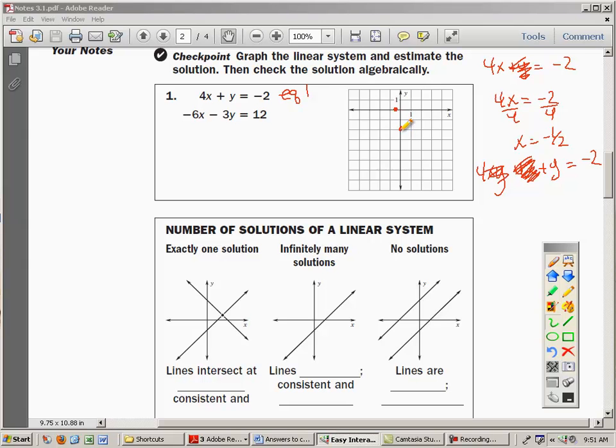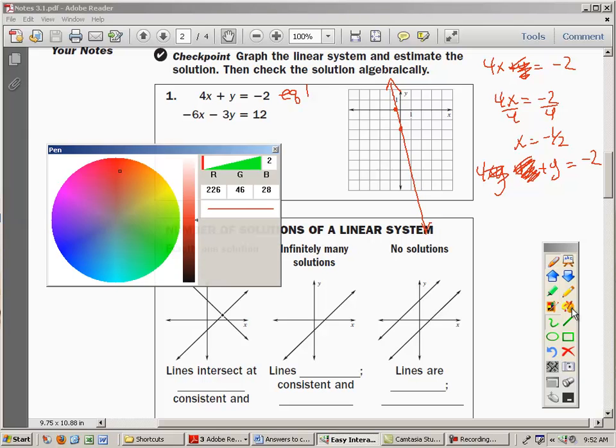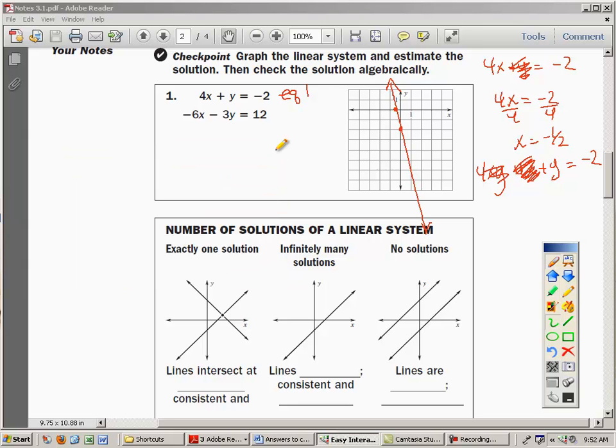Go ahead and connect these 2 points with a straight line, and we have a graph of equation number 1, 4x plus y equals negative 2. Now again, you can certainly change that to slope-intercept form if you'd like to. I'm just trying to save some time and graph it an easier way. So for equation number 2 then, to find the x and y intercepts, the x-intercept happens when y is equal to 0. So if I just get rid of that, divide both sides by negative 6, I get x equals negative 2.